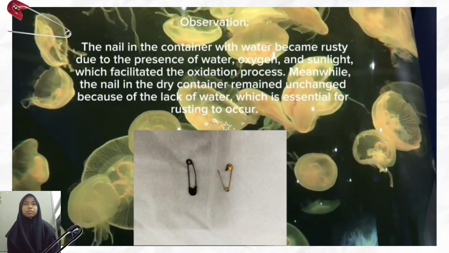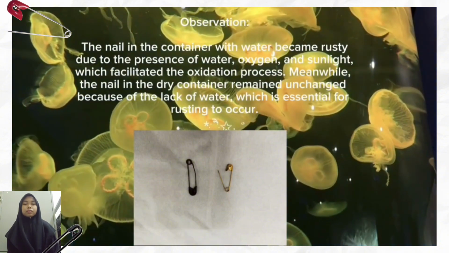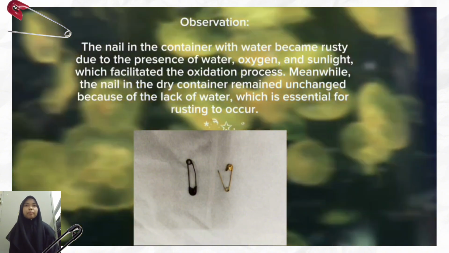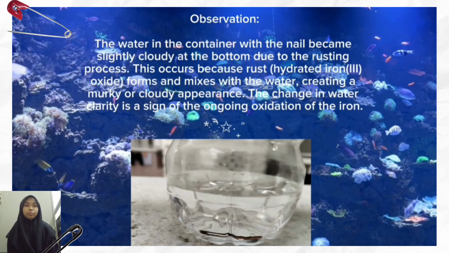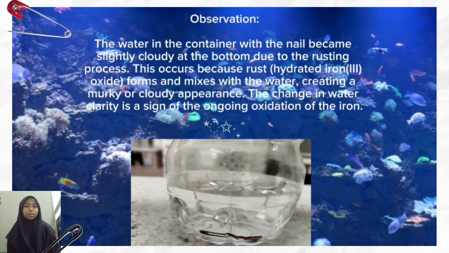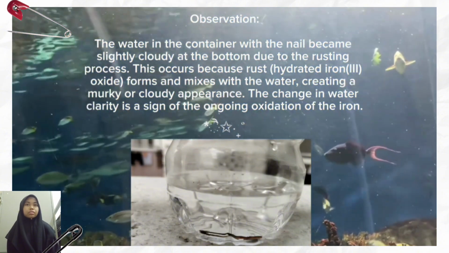The observation: the nail in the container with water became rusty due to the presence of water, oxygen, and sunlight, which facilitated the oxidation process. Meanwhile, the nail in the dry container remained unchanged because of the lack of water, which is essential for rusting to occur. The water in the container with the nail becomes slightly cloudy at the bottom due to the rusting process. This occurs because rust forms and mixes with the water, creating a murky or cloudy appearance. The change in water clarity is a sign of the ongoing oxidation of the iron.